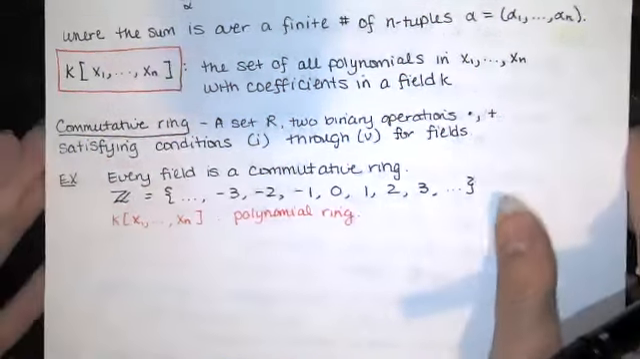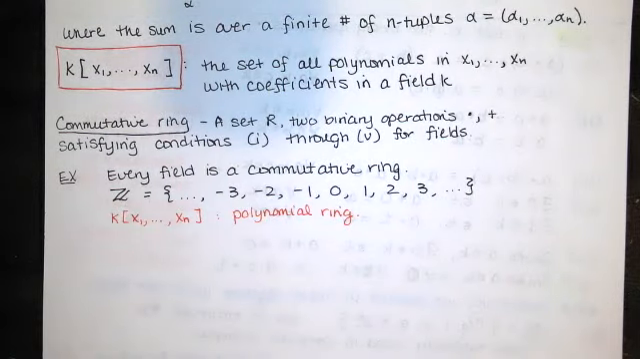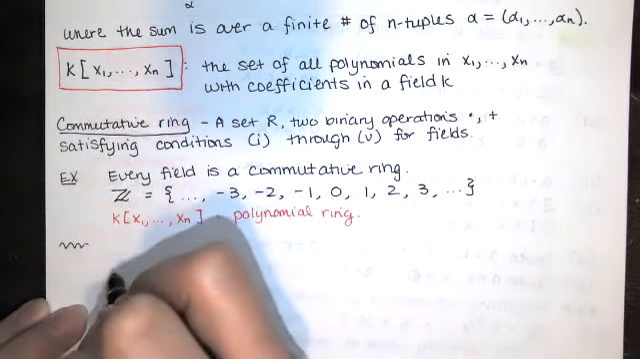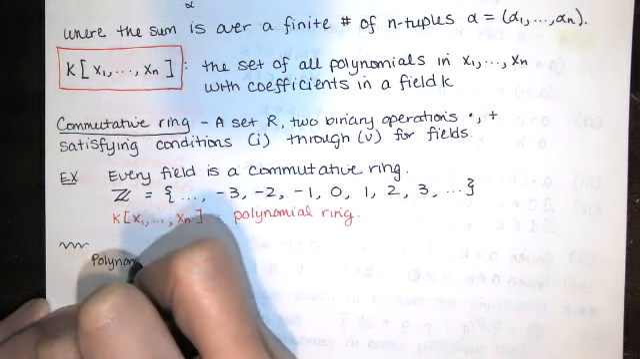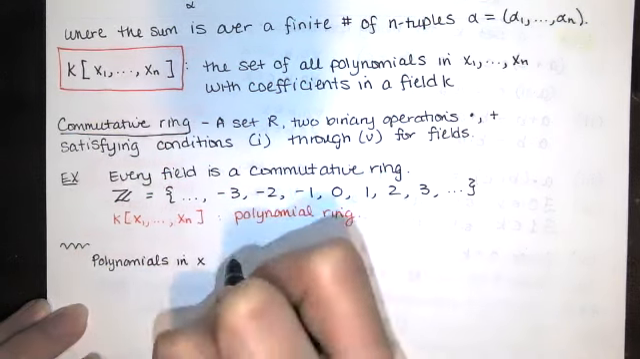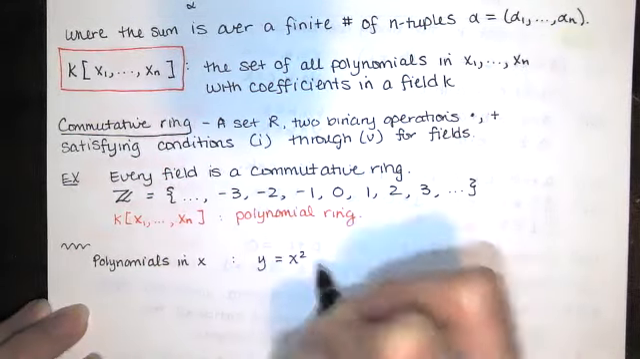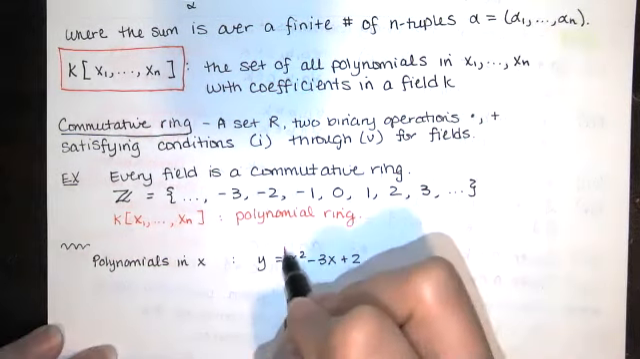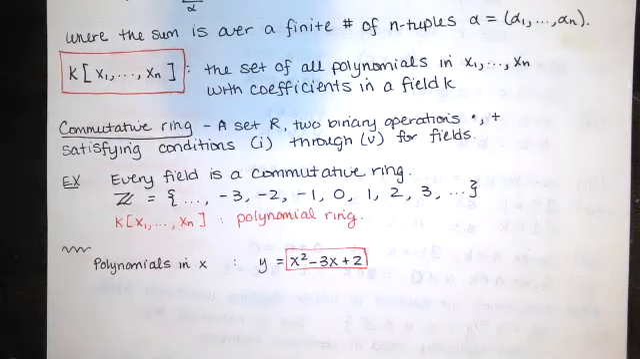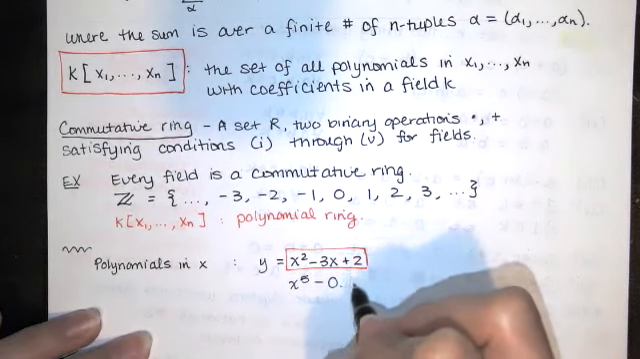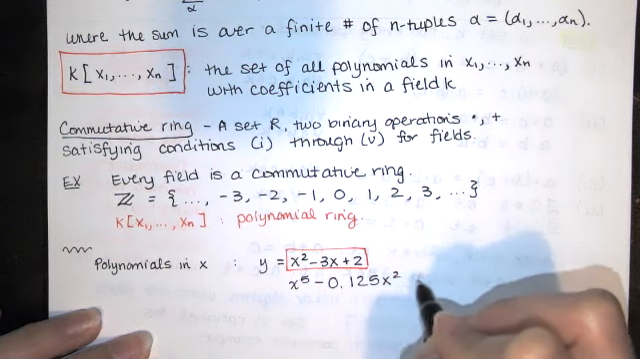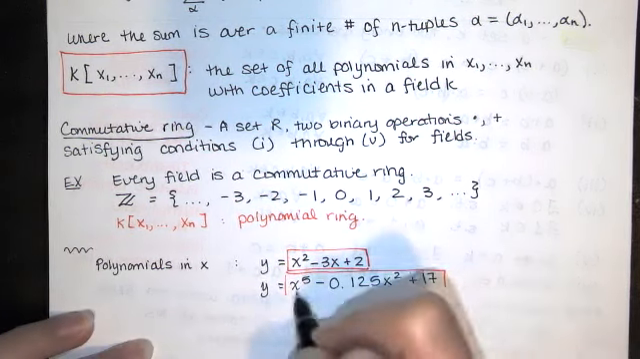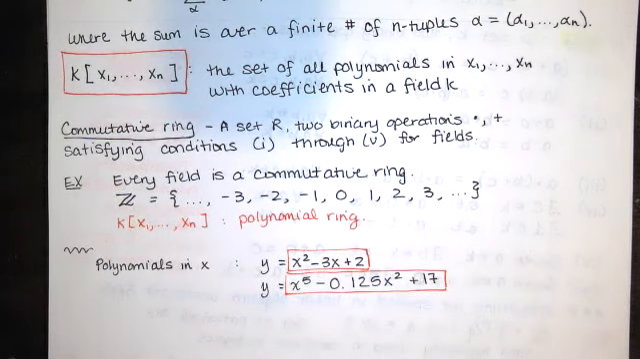Now you might be thinking, what do you mean by all this, x sub 1 through x sub n? I want to make it a little bit more concrete for you. You're already familiar with polynomials in the variable x. So y equals x squared minus 3x plus 2. You know that this is a polynomial in x. You know that x to the 5th minus 0.125 x squared plus 17. And of course, I'm just looking at the right-hand side of this. This is a polynomial in x. This is a polynomial in x.